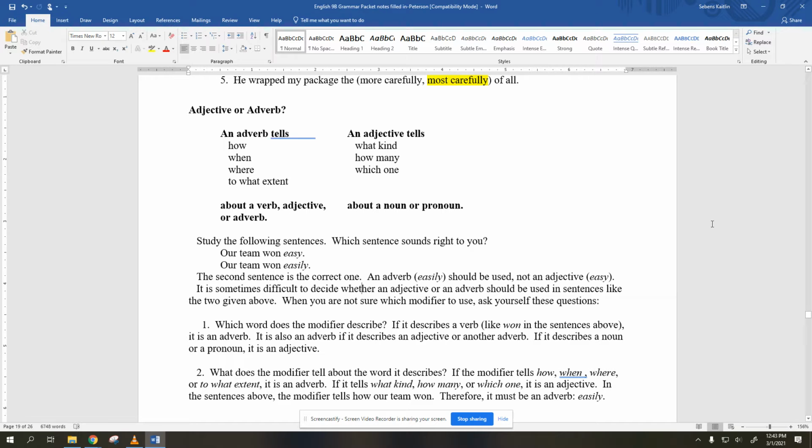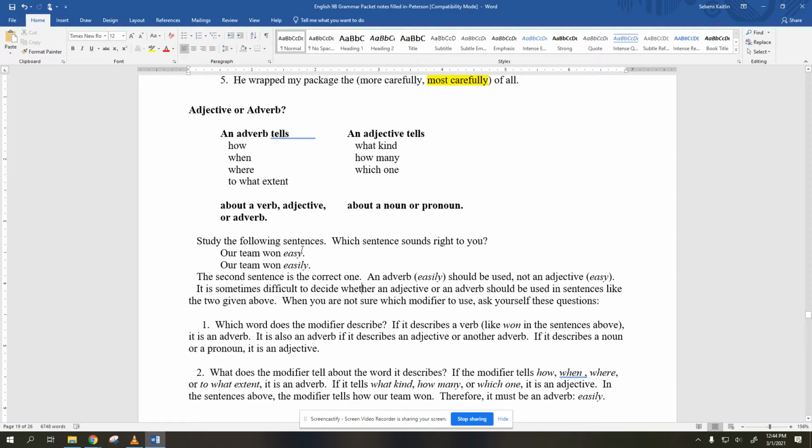We are looking at the section in your packet called Adjective or Adverb. Essentially, the previous four sections really kind of boil down to this section right here. This is the one thing that I really want you to try to commit to memory. An adverb tells about a verb, an adjective, or an adverb. An adjective tells about a noun or a pronoun. Adverbs answer the questions how, when, where, or to what extent, and an adjective answers the questions what kind, how many, or which one.